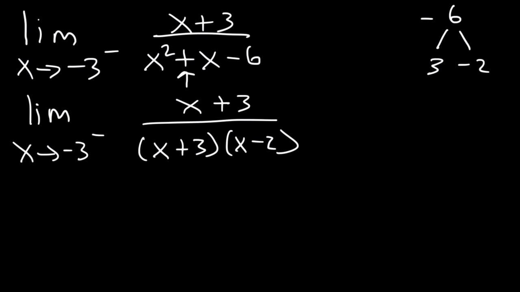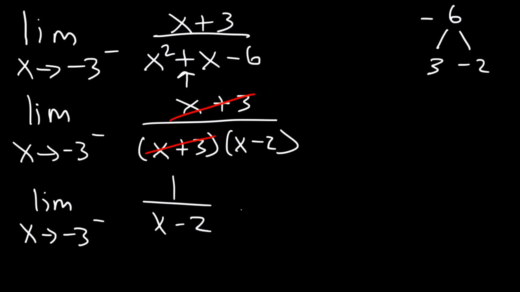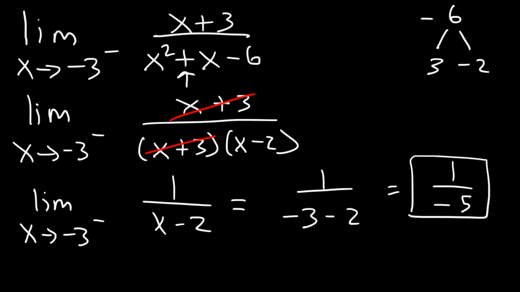Now, if we plug in negative 3, negative 3 plus 3 will give us a 0 on the bottom, but because it cancels, we can use direct substitution in this problem. So all we've got to do is replace x with negative 3. It's going to be negative 3 minus 2, which is negative 5, so the answer is 1 divided by negative 5.